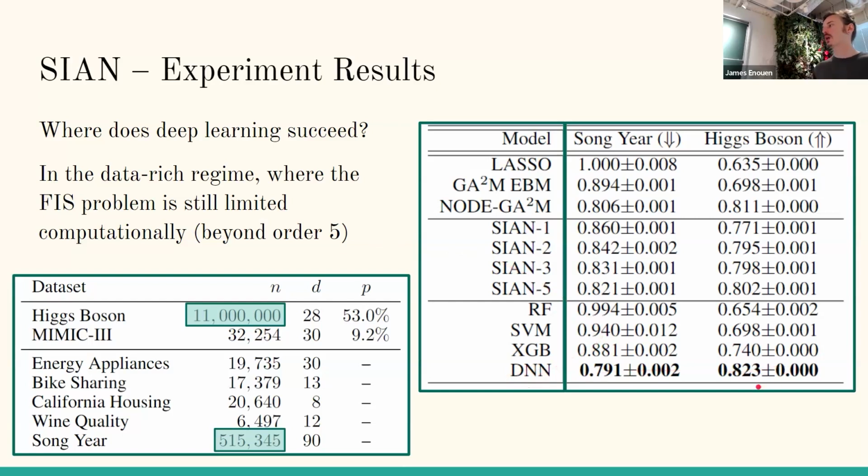So while cyan was competitive with all these other machine learning approaches for the other data sets here, deep learning is just blowing everything out of the water, even your typical tabular approaches like random forest, SVM, XGB. And so deep learning is really powerful when we have all this data to learn from, and it can automatically find its own biases.